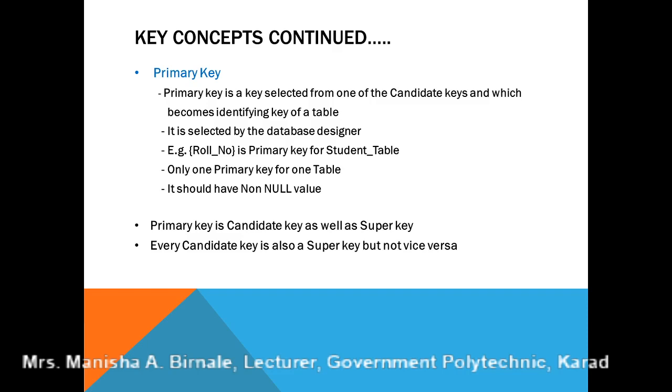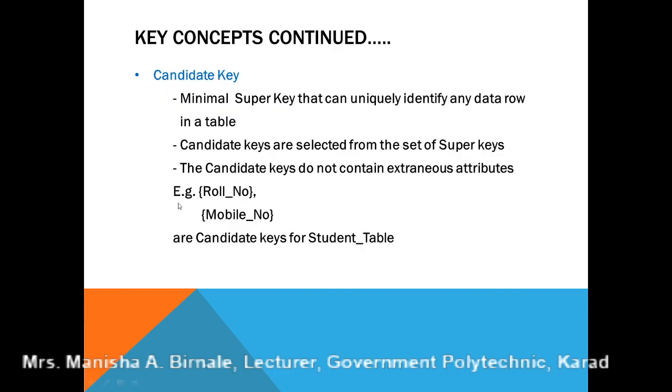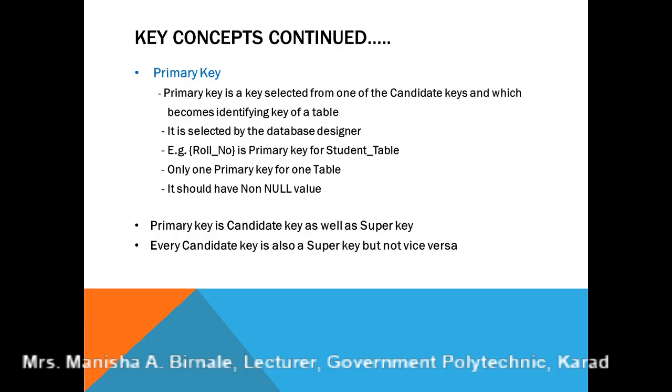Then another type of key is the primary key. A primary key is a key selected from one of the candidate keys, and it becomes the identifying key of a table. So in the previous slide, we have seen that there are two candidate keys for the student table, but the primary key is only one, and the primary key is a key selected from one of the candidate keys.